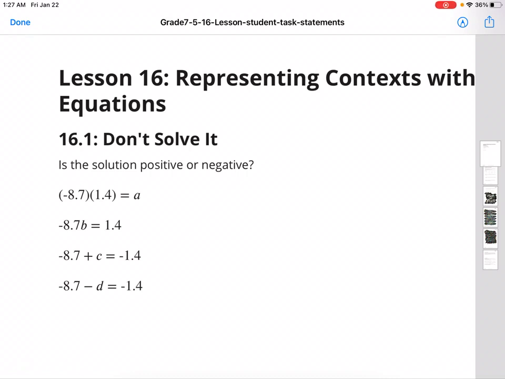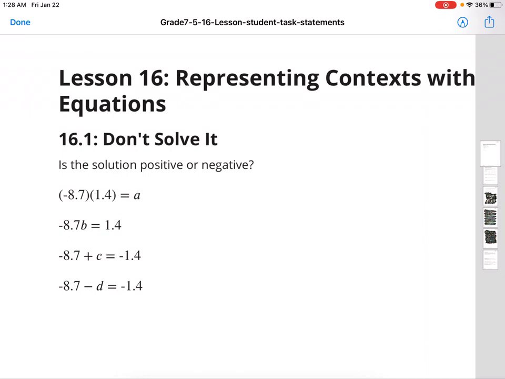Unit 5, Lesson 16, Representing Context with Equations. So for your warm-up, you are looking at the 4 different equations, and you are deciding whether the solution is positive or negative without solving the equation.